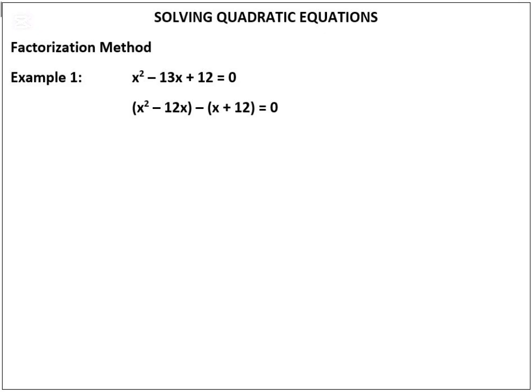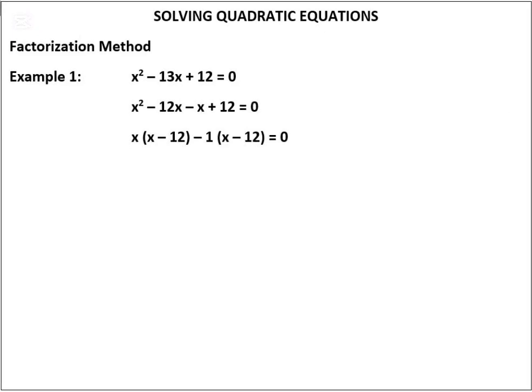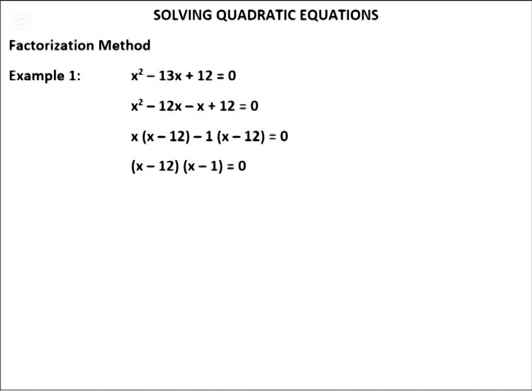From the first group, we take out what is common. x is common, so we factor it out to become x into bracket x minus 12. And from the second group, minus 1 is common. We also take that out to get minus 1 into bracket x minus 12 equals 0. Now we see that x minus 12 is common in both groups. So we factor it out to remain with x minus 1 equals 0. And that's it. We've been able to break x squared minus 13x plus 12 into two factors, which are x minus 12 and x minus 1.